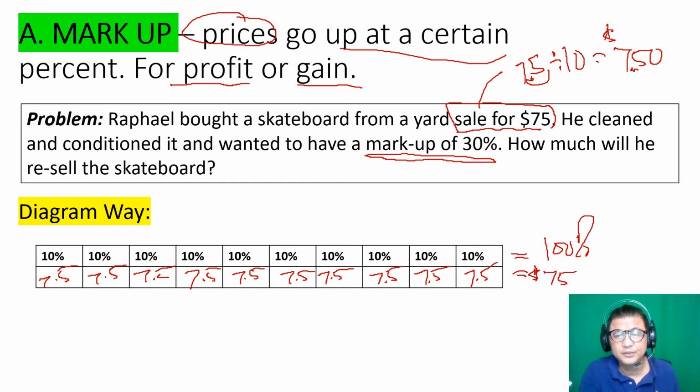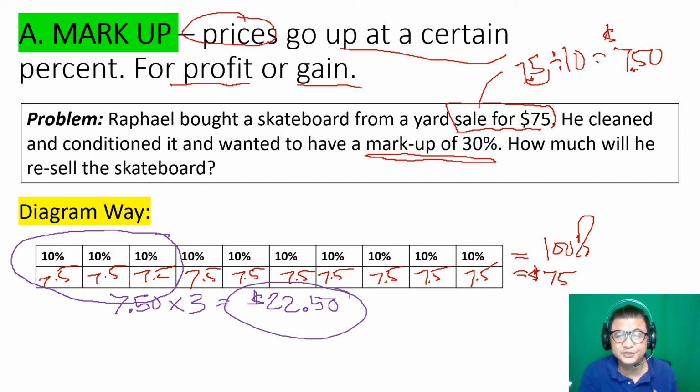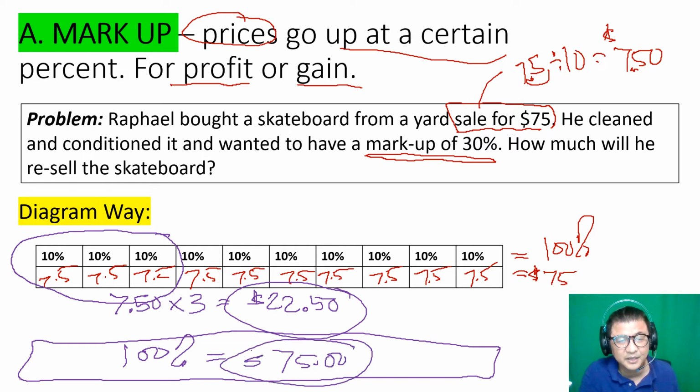Now, what does the problem say? You want to sell it with a markup of 30%. So this is 30%. 7.50 times 3 is equal to 22.50. All right, that's the 30%. But guess what? You still have to include the 100%, which is equal to $75. That's how much he bought it.